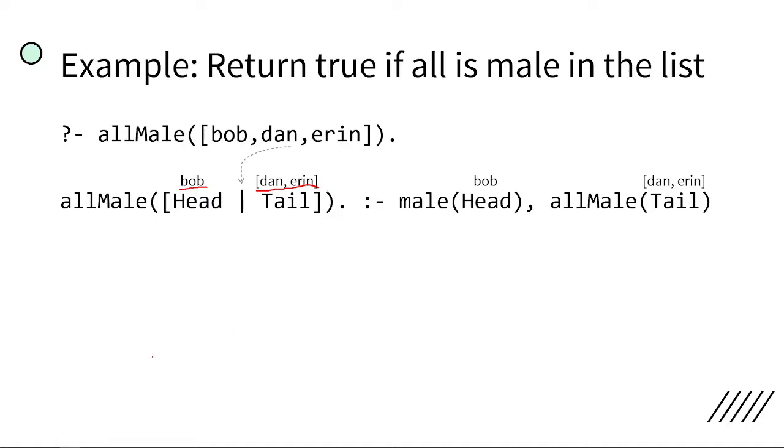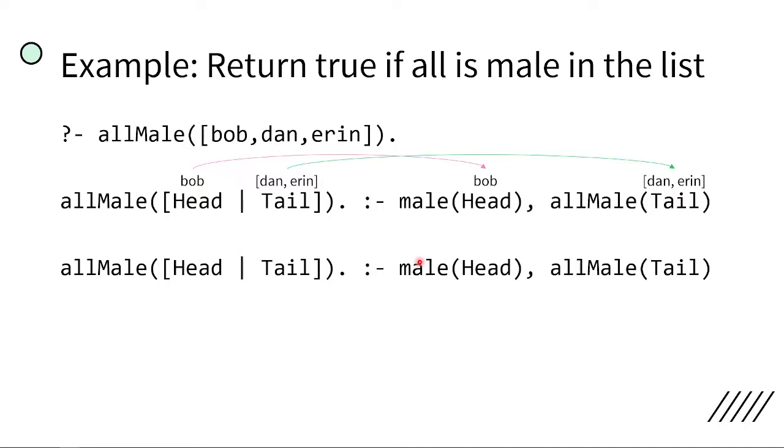After that, our program starts to process. Of course, the head goes into the male clause. Like Bob, it will check if Bob is male. Then the tail goes into the all_male rule, Dan and Erin. After that, all_male, Dan, Erin, will be processed too. Like this. It will process, and then it will break up.